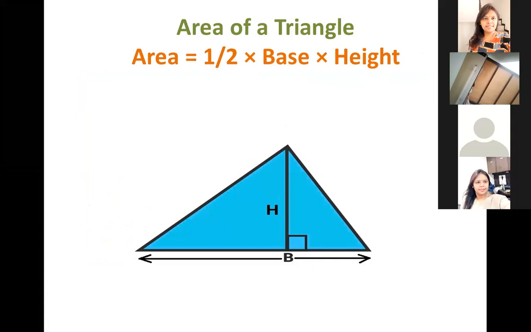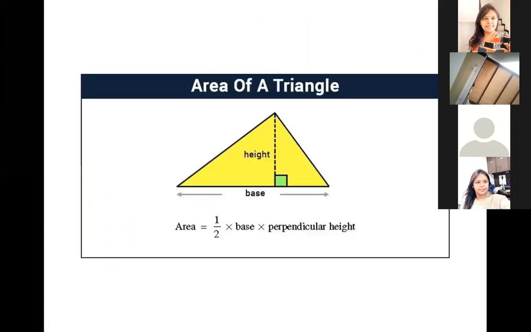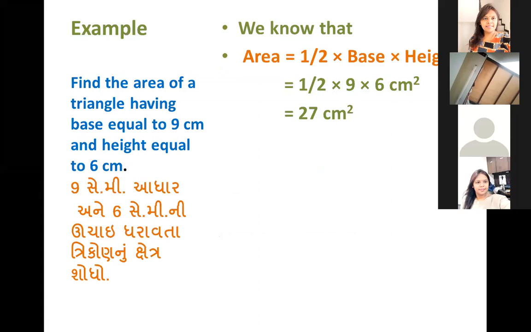Okay, so you remember our formula. In this question, they have told us, find the area of the given triangle whose base is 9 and height is 6. So use the formula which has a base and height. So we have a formula of the area, it's 1/2 base multiplied by height. Put here and it gives you the answer.